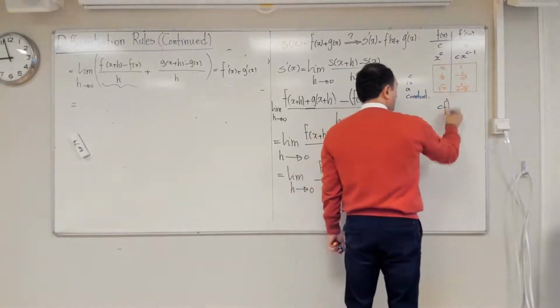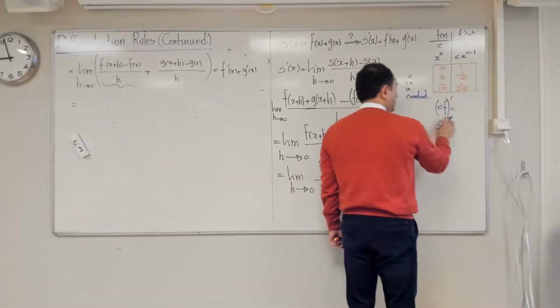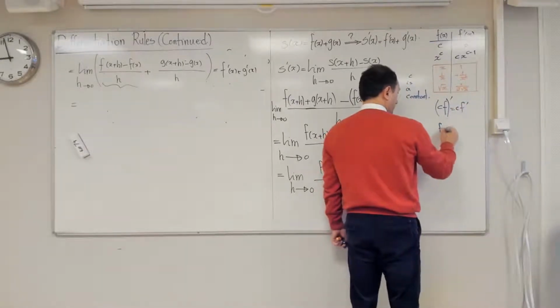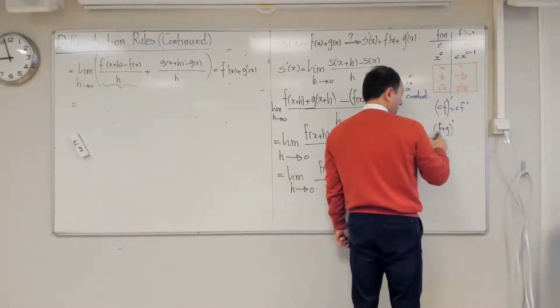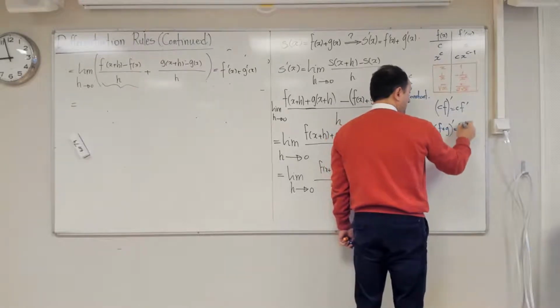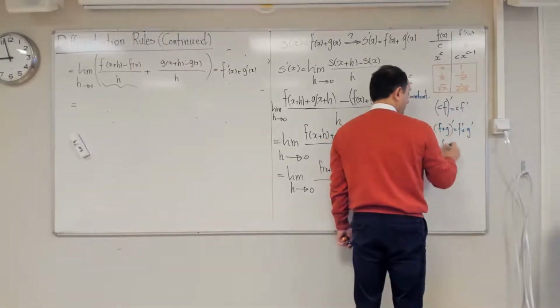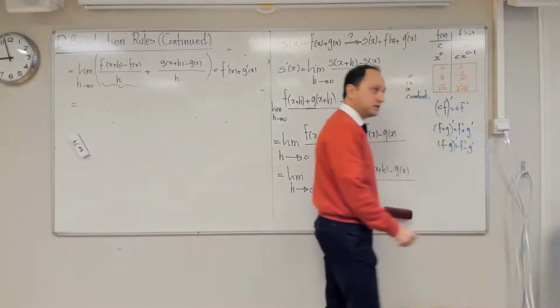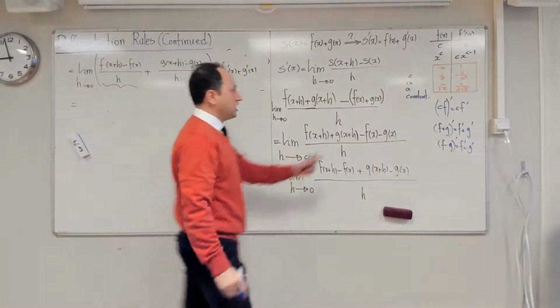So the derivative of this one, what can I write in front? It becomes C times f prime. What is f plus g prime? It's f prime plus g prime. And what is f minus g prime? It's f prime minus g prime. So these are three generic rules.